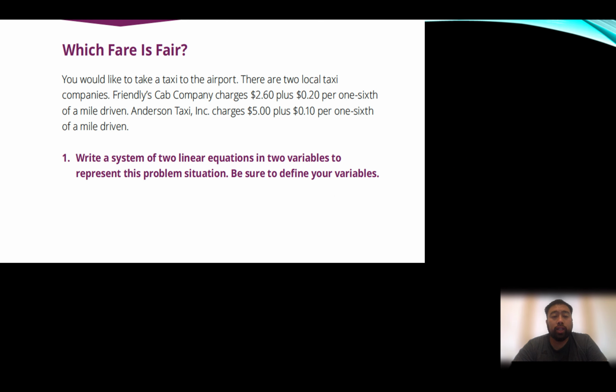Alright, let's take a look at this next problem. It says, which fair is fair? Please take a second to read this. And then number 1 says, write a system of 2 linear equations in 2 variables to represent the problem solution. Be sure you define your variables. So you're going to read that and write 2 equations.